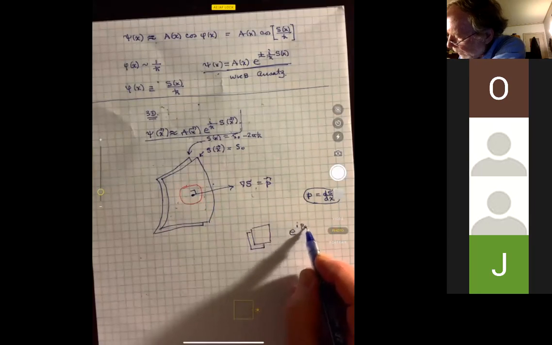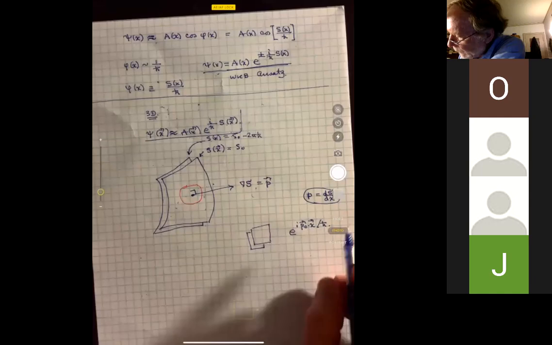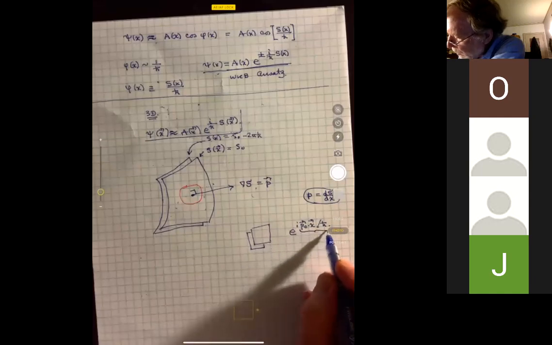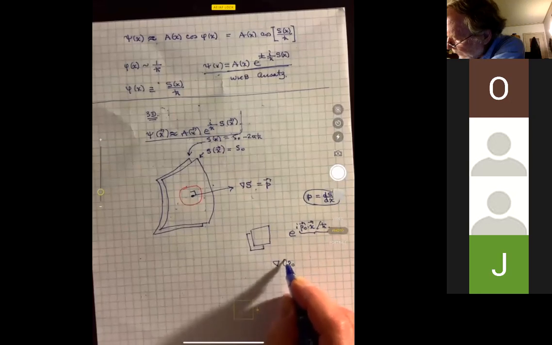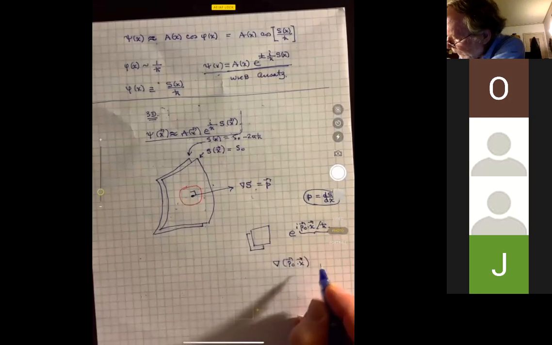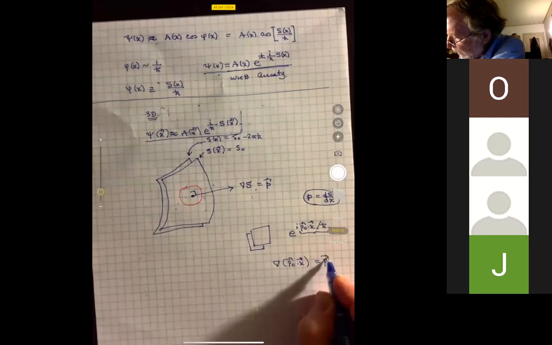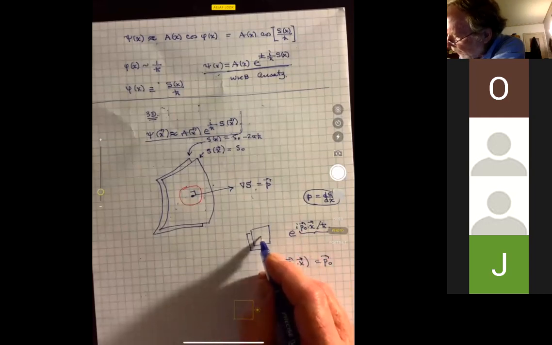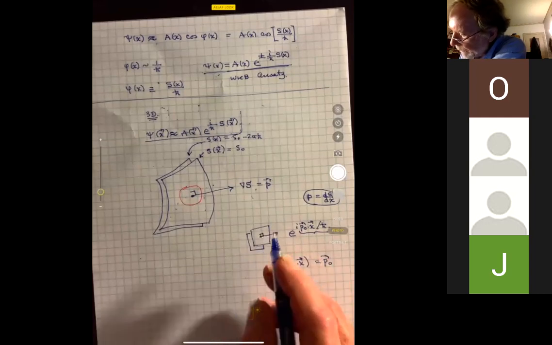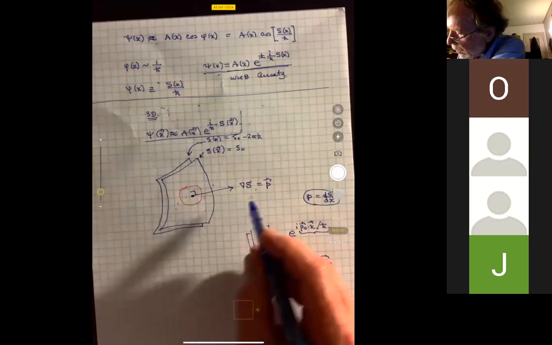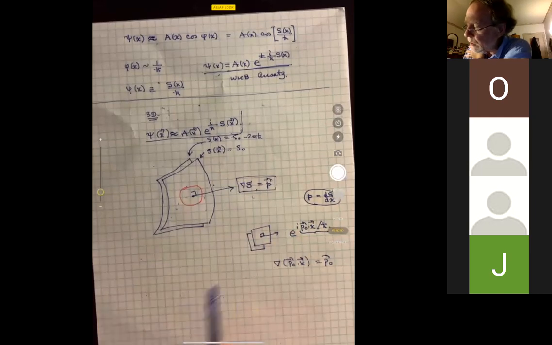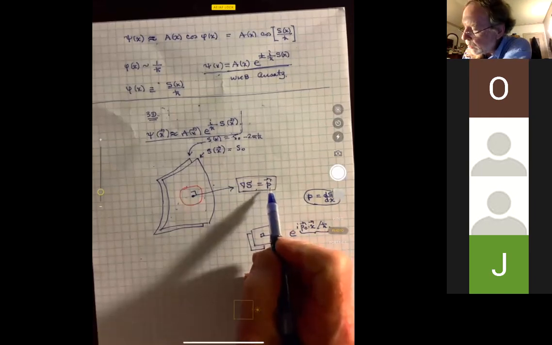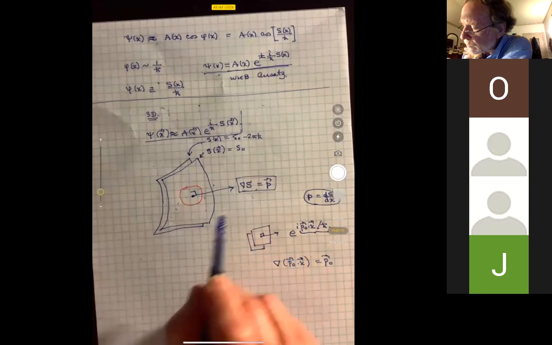e to the i p naught dot x over h bar is what the plane wave would look like. And so the action function you see is basically p naught dot x. So the gradient of p naught dot x is of course equal to p naught. The gradient of the phase function is in effect the local momentum. And so this generalizes the 1D result to curved surfaces and gives us a momentum, which is a gradient of S.